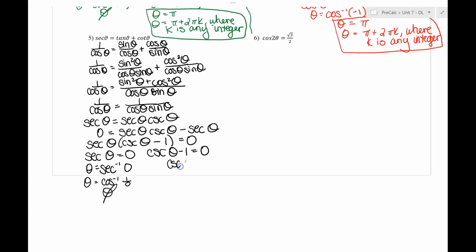For the right-hand side, cosecant theta is equal to 1. So theta is equal to cosecant inverse of 1. Cosecant is the reciprocal of sine. So where is sine 1? At pi over 2. And then we're going to say pi over 2 plus 2 pi k, where k is any integer.